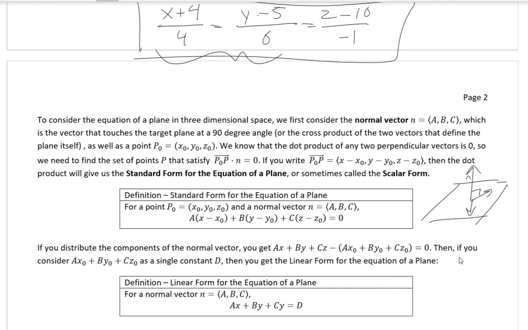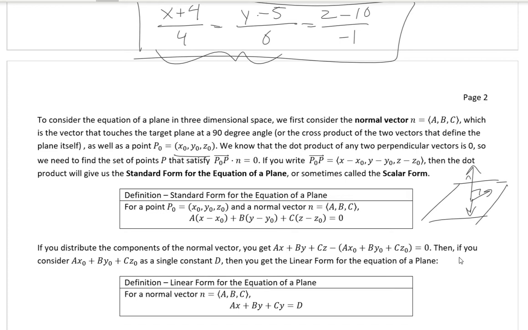So, what we're going to think about is that normal vector n, which we'll define as A, B, and C. I like to use capitals to really differentiate it. And all we need is that normal vector and any point on the plane, so x0, y0, z0. Any point. Any point along with that normal vector can help us define the entire plane itself.